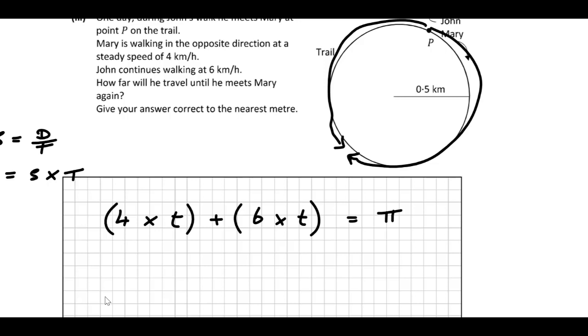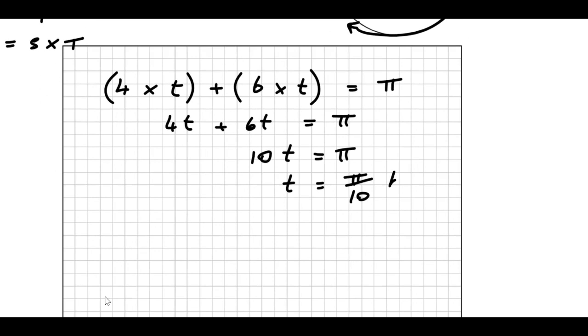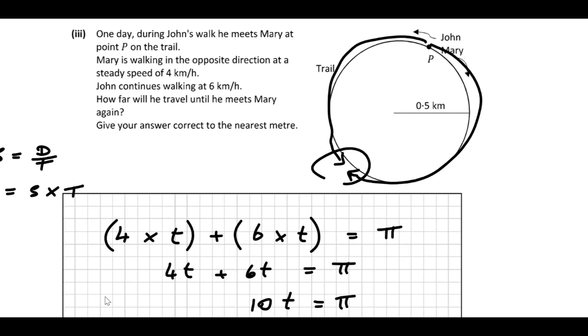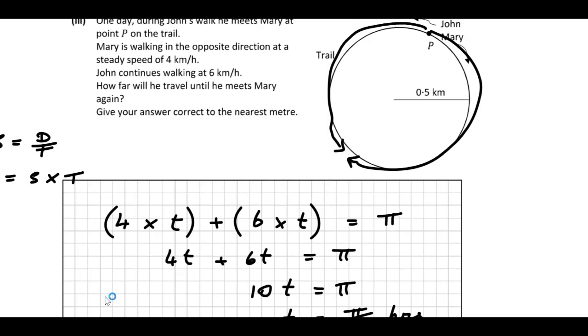So let's work out the time that it takes the two of them to meet. So 4t plus 6t is equal to pi. That'll give us 10t is equal to pi, so the time is equal to pi over 10, and that is in hours again. So we have the time it's going to take the two of them before they meet. So what have we got to actually do? Find how far will he travel until he meets Mary. So we've got to find the distance John is traveling.